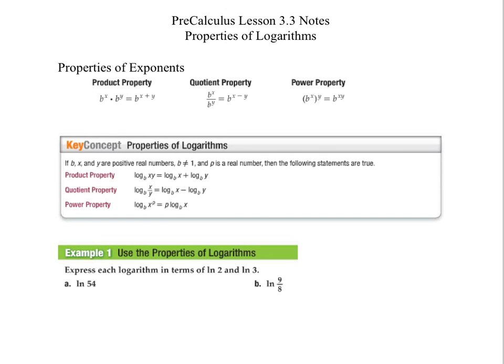And then the power property, when we have an exponent, in this case p, it's not considered simplified until we bring the p out in front and the p becomes a multiplier. So that exponent goes out in front and becomes a multiplier. That's pretty much the new information. Now we're just going to look at several examples of how we can use this.